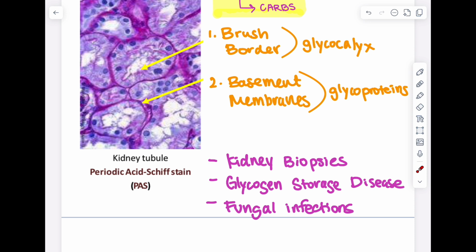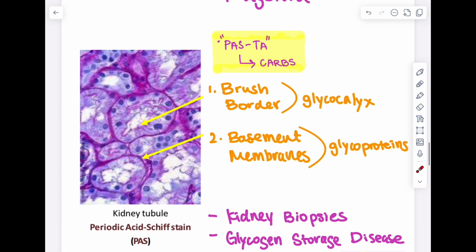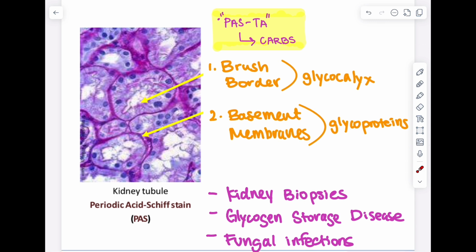Most commonly, PAS staining is found in kidney biopsies, glycogen storage disease, as well as fungal infections. So we can familiarize ourselves with PAS and carbohydrates and glycogen, where we will be able to differentiate PAS from eosin staining as well as hematoxylin staining.